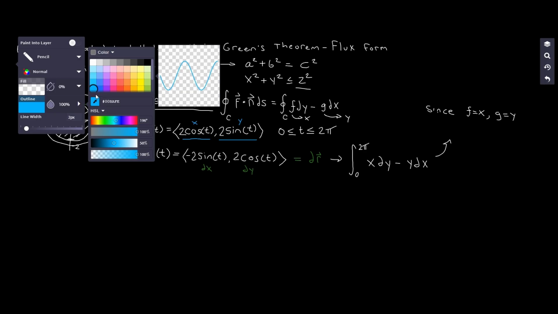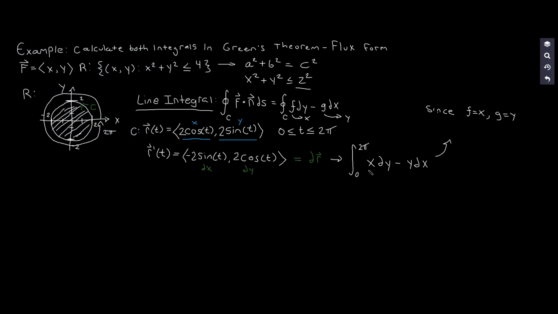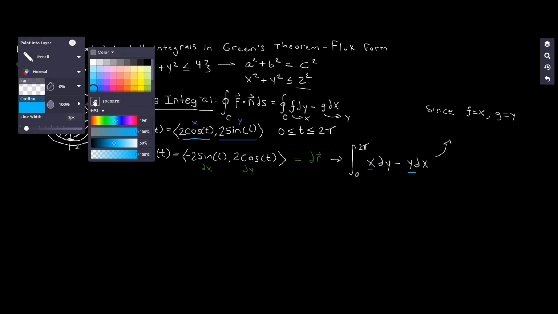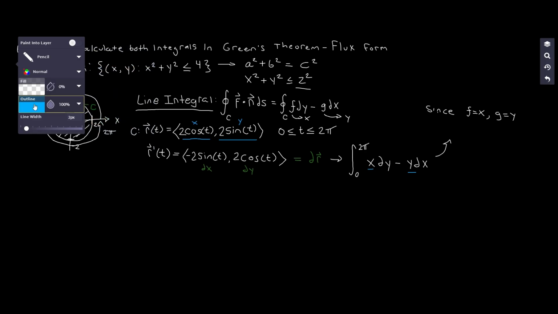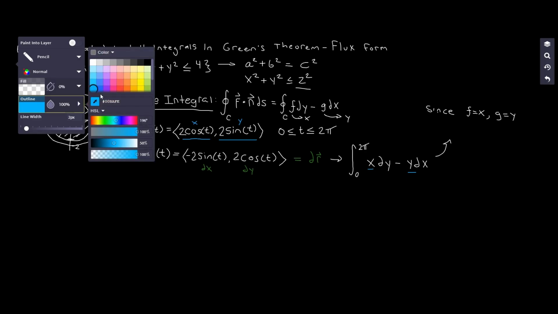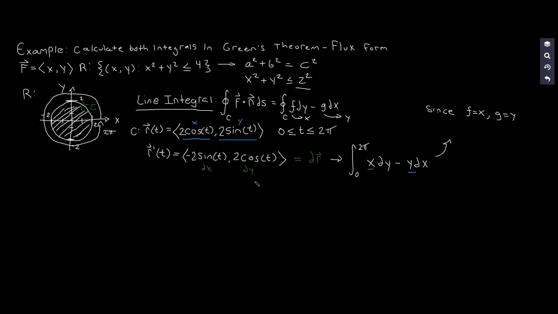So here there's x, and there's y. X, x, y, y. But what about dx and dy? How do I do this? And here's dx, and here's dx, and here's dy, and here's dy.